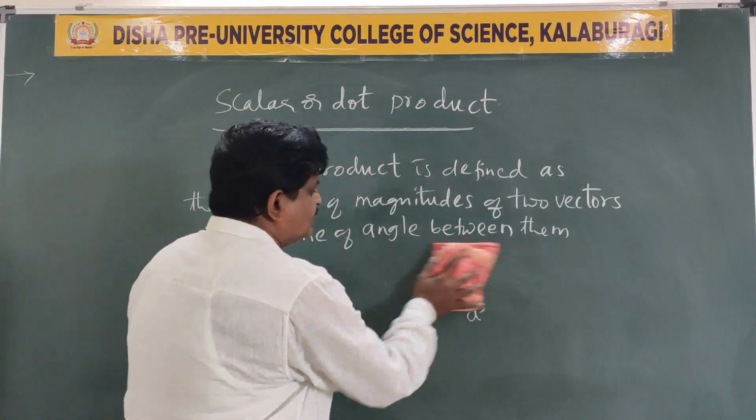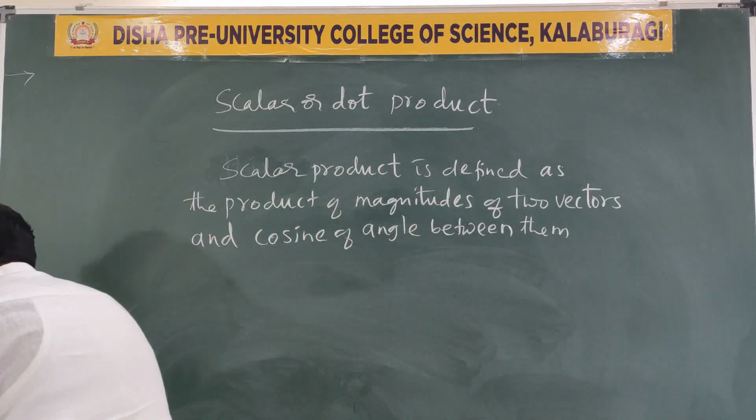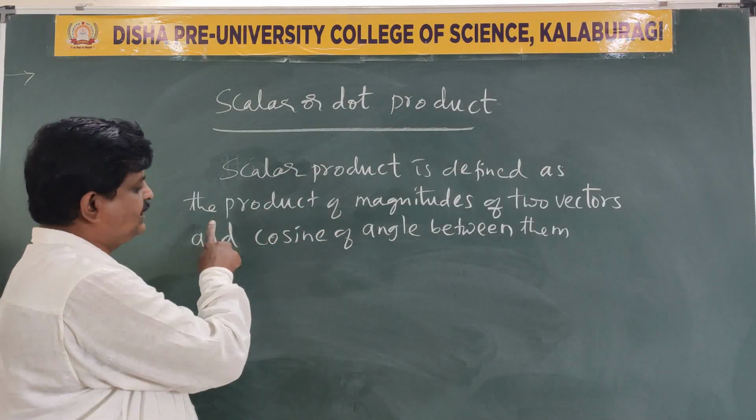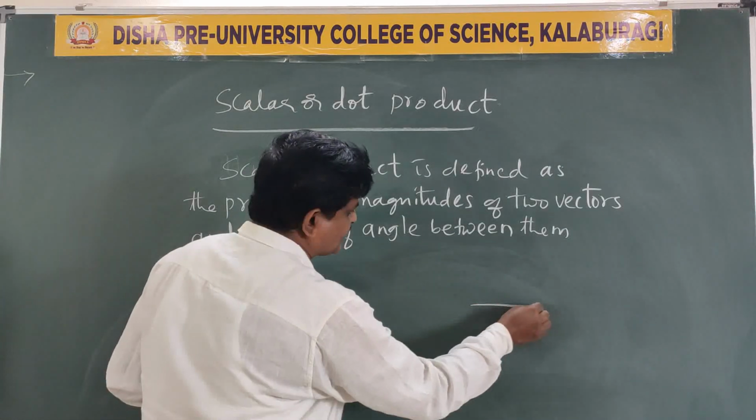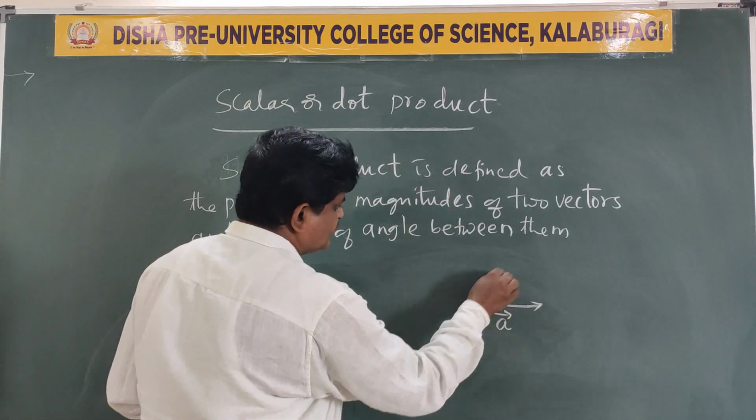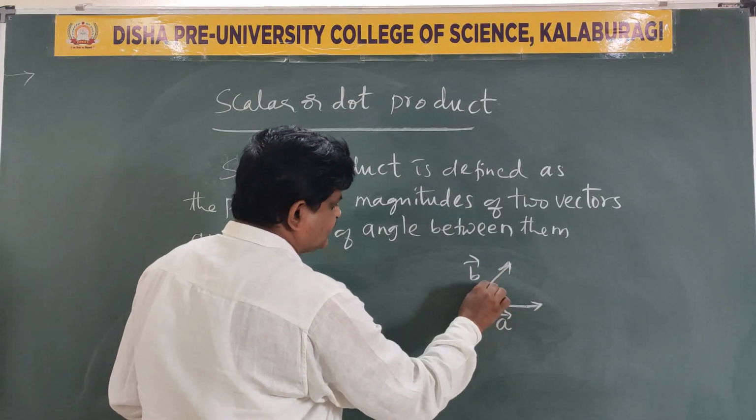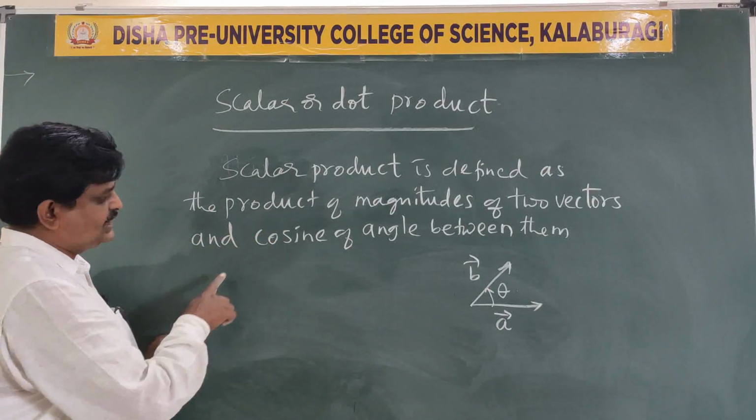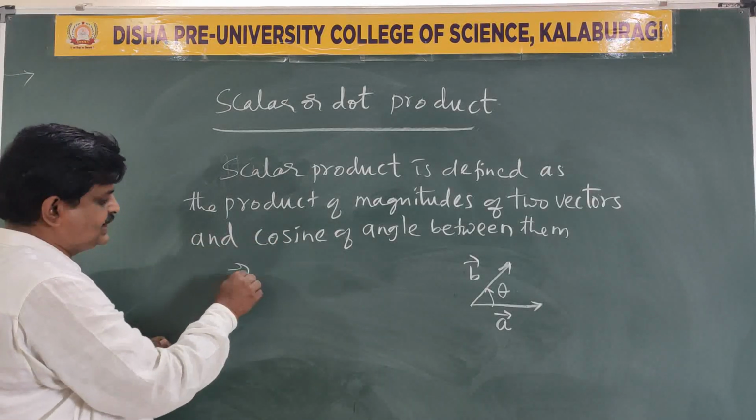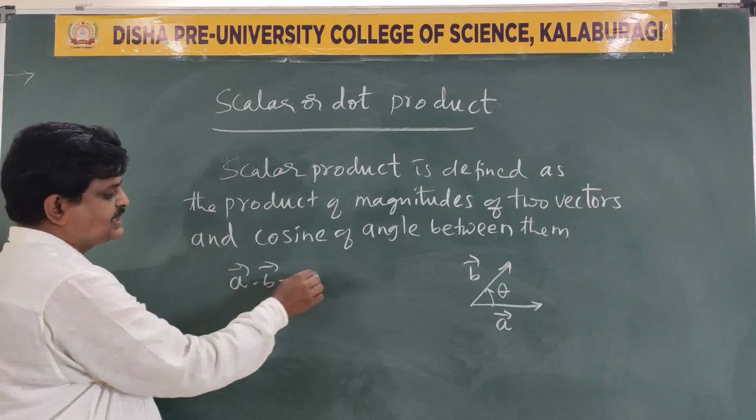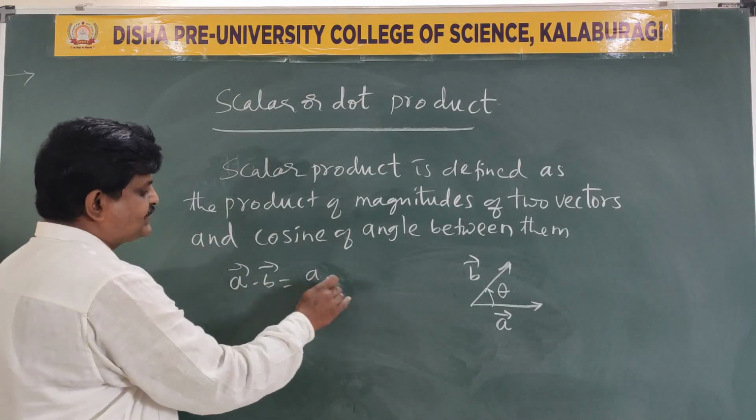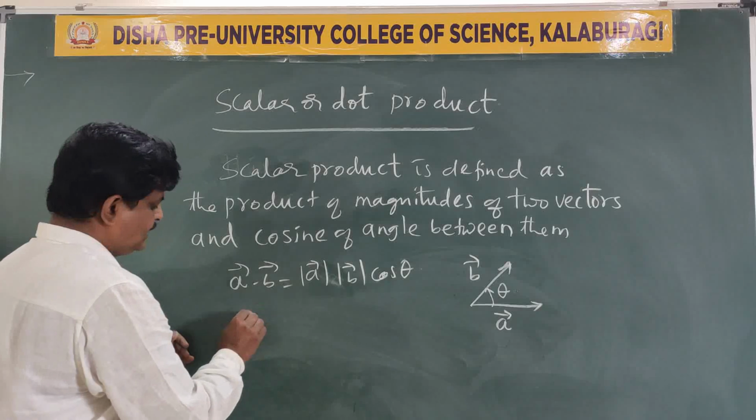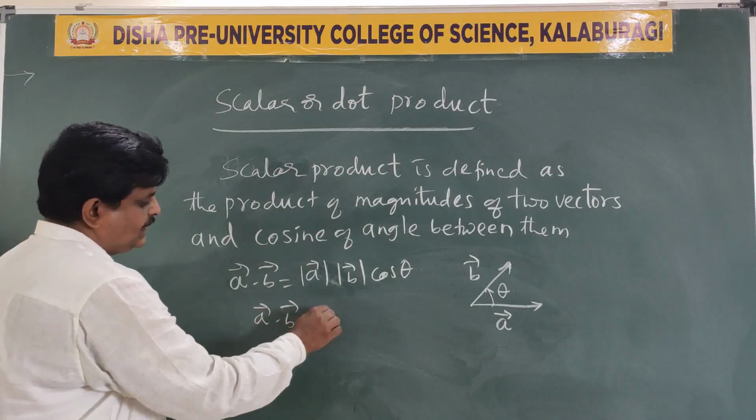So now focus on the definition given. What is the definition? Scalar product is defined as the product of the magnitudes of the two vectors. One more time, this is the first vector, this is the second vector. Angle is from A to B, theta. Magnitudes of the two vectors and cosine of the angle between them. This is how we can write the dot product. A dot B is equal to what? AB, first of all we will write the modulus, cos theta. Or you can write the same, AB cos theta.